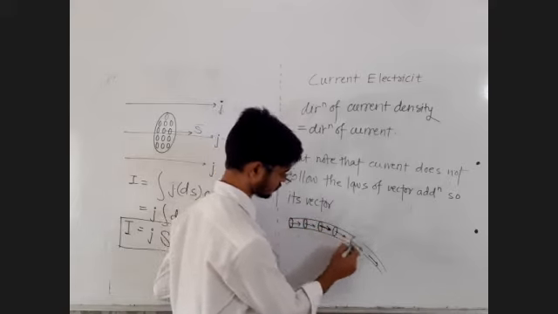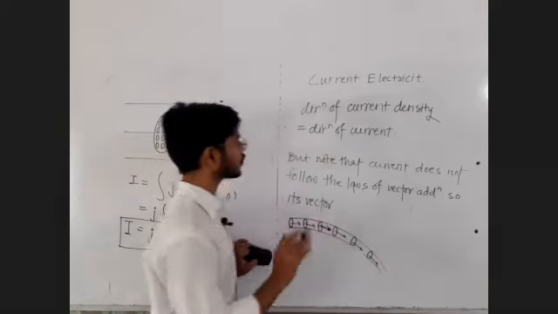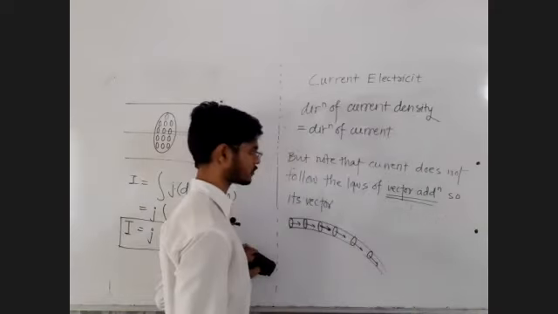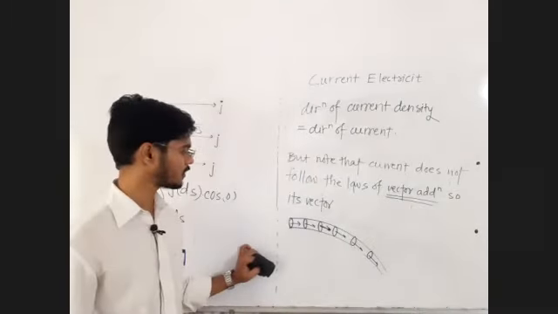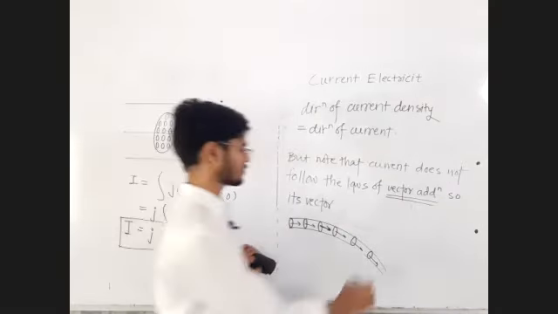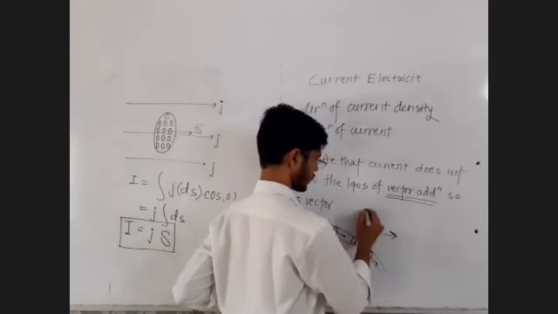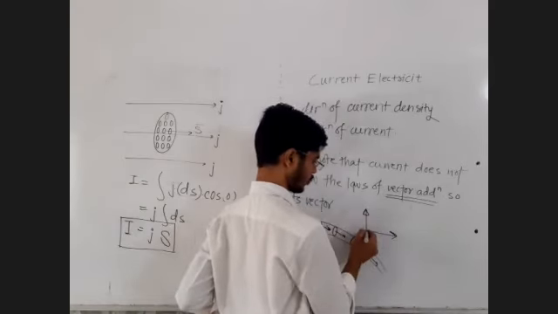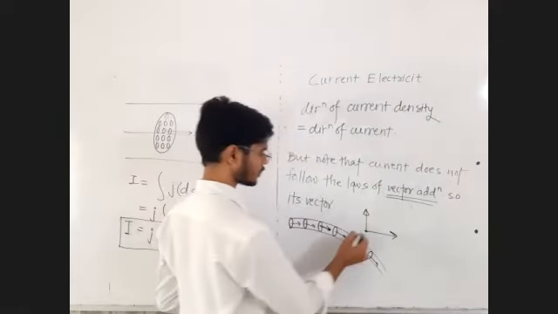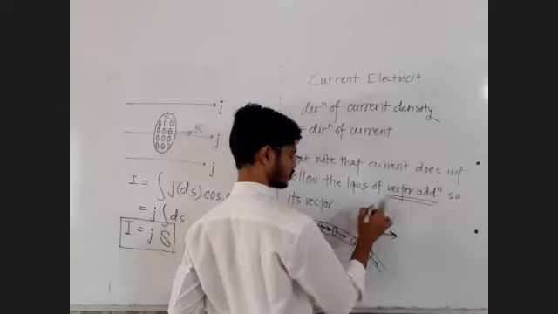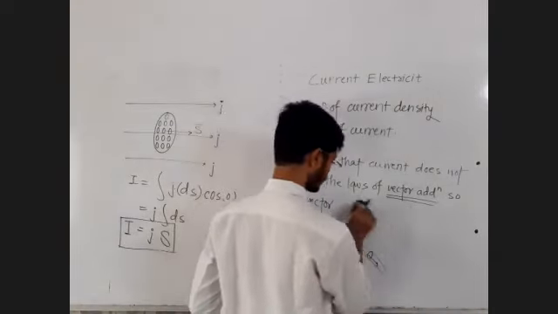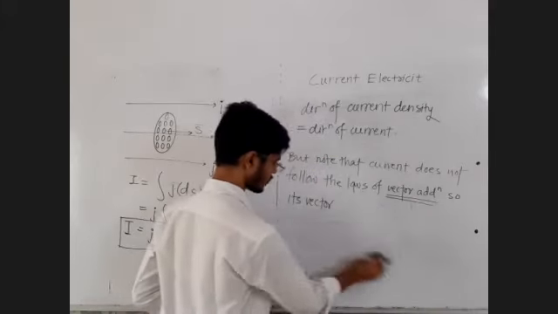No issues. And the current does not follow the laws of vector addition. Definitely, you cannot just do the vector addition with the current. Just like Pythagoras: first current is like this, second current is like this. What is the net current at this point? No, you cannot do under root I square plus j square. You cannot do the vector addition to find out the net current. So current is not a vector quantity. That's what I was saying.